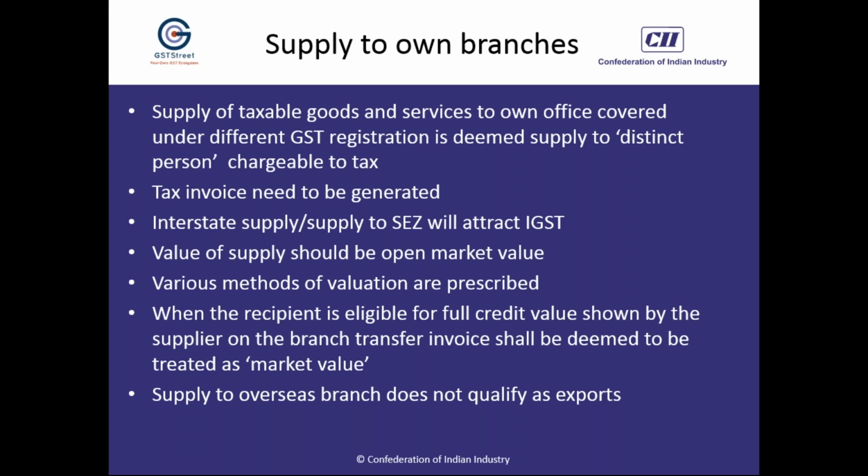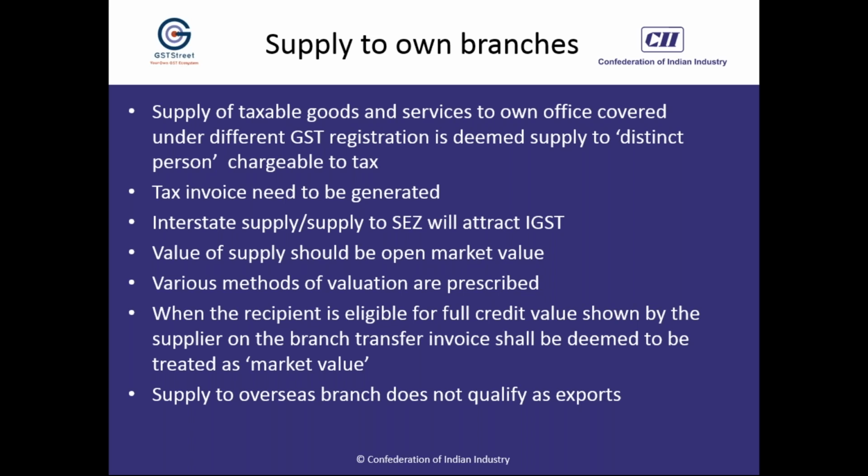But under the GST law, there is a legal fiction which is created, under which a unit in another state is treated distinctly, as deemed to be a separate entity from the unit in one other state. So the two units under two different states are treated as distinct persons liable for tax. Therefore, any intra-unit supply also needs to suffer taxes, and the taxes should be at a normal rate.